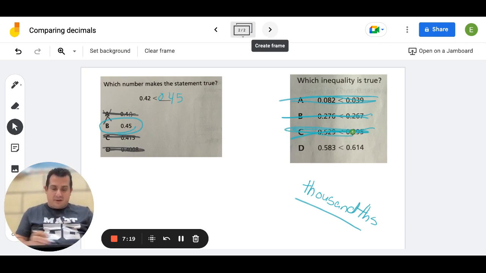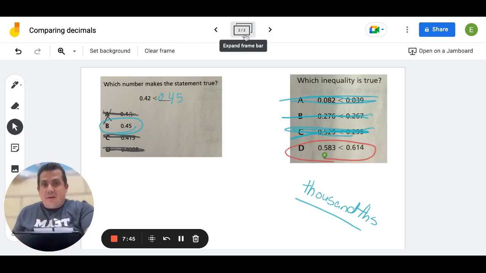Still, let's give it a shot. Is 583 thousandths less than 614 thousandths? Yes, that's true. Or is 614 thousandths greater than 583 thousandths? Yes. So your answer is D. Okay, that was just a quick review on comparing decimals.